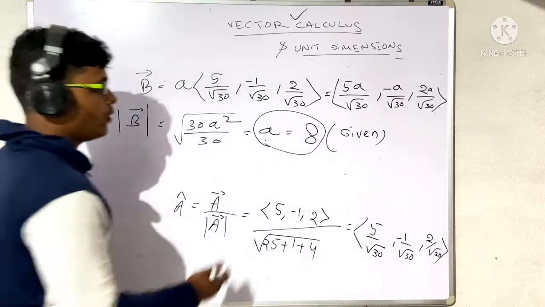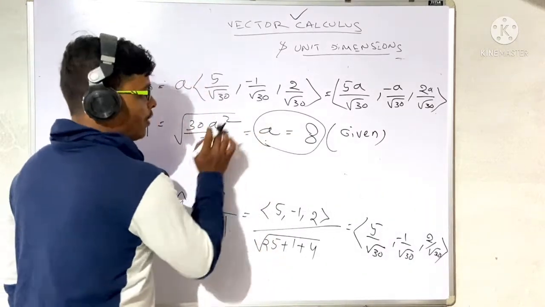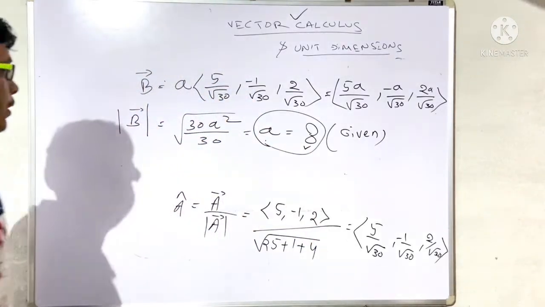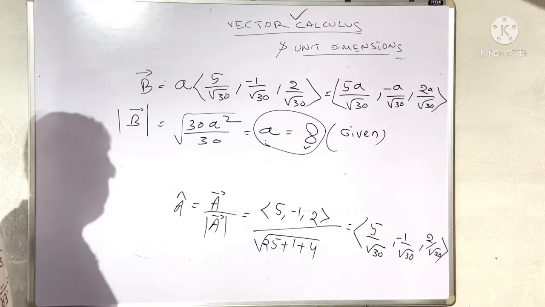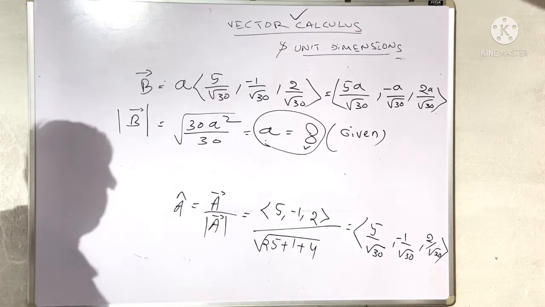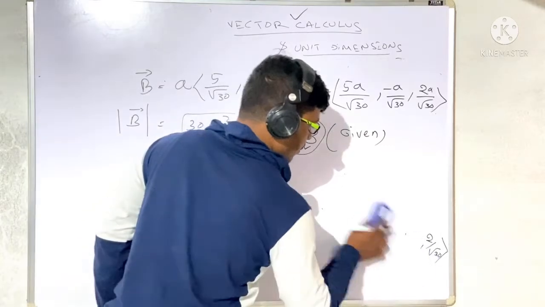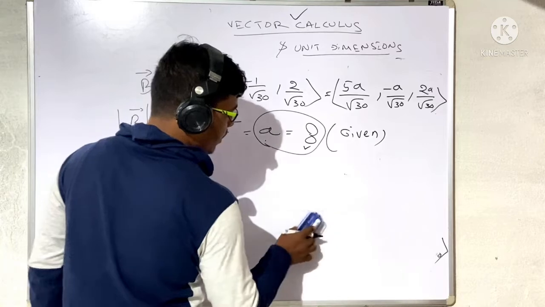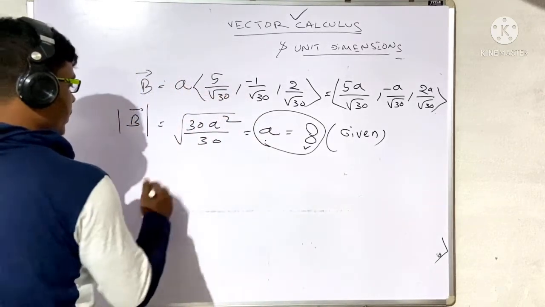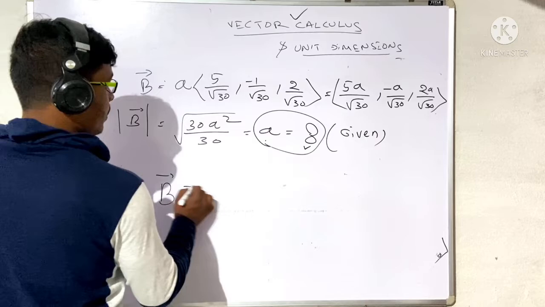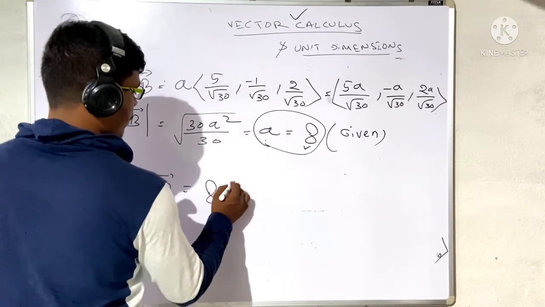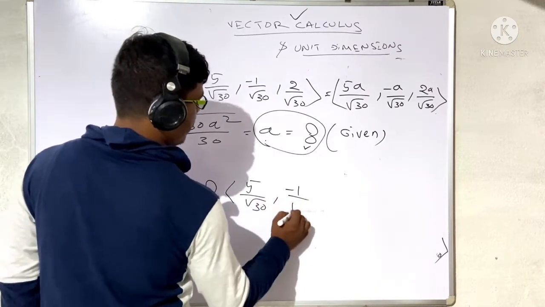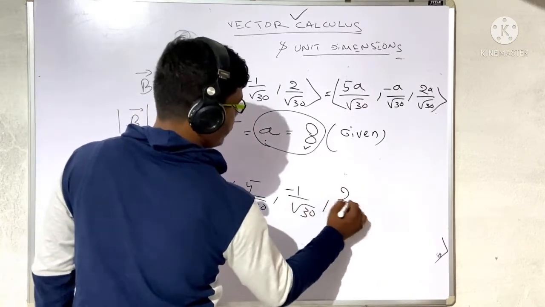I got magnitude of B equal to a. But in the question it is given that magnitude of B vector equals 8. So a equals 8. So what is the final answer? My question is asking me to find B. So what I got is B equals 8 into 5 by root 30, then minus 1 by root 30, then 2 by root 30.